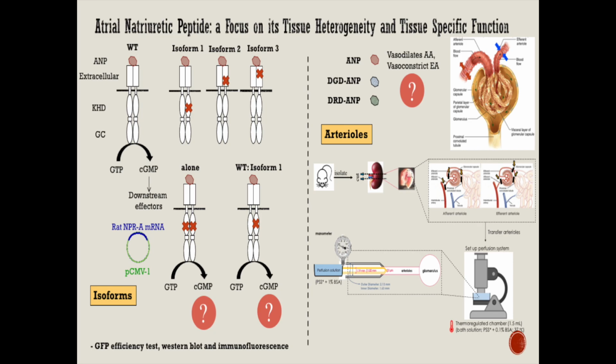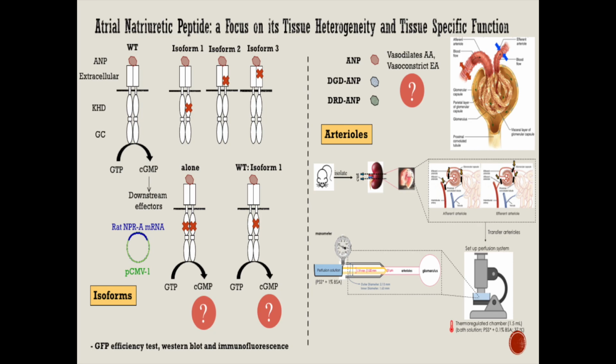My result clearly shows that the isoforms reduce the cGMP production of the wild-type MPRA even at a low percentage of the total MPRA receptors. This suggests that the isoforms do play a role in the tissue specificity of AMP.